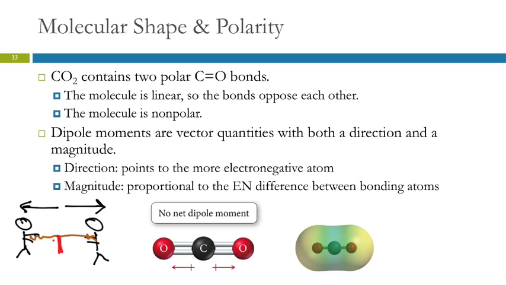But dipole moments are vector quantities, meaning they have a direction as well as a magnitude. So the direction is indicated by the more electronegative element in the bond. The magnitude is going to depend on the difference in electronegativity between the 2 atoms. So for this molecule, CO2, the vectors are pointing in opposite directions. So they're pulling against each other. And the magnitudes are equal, and so those vectors add to 0.